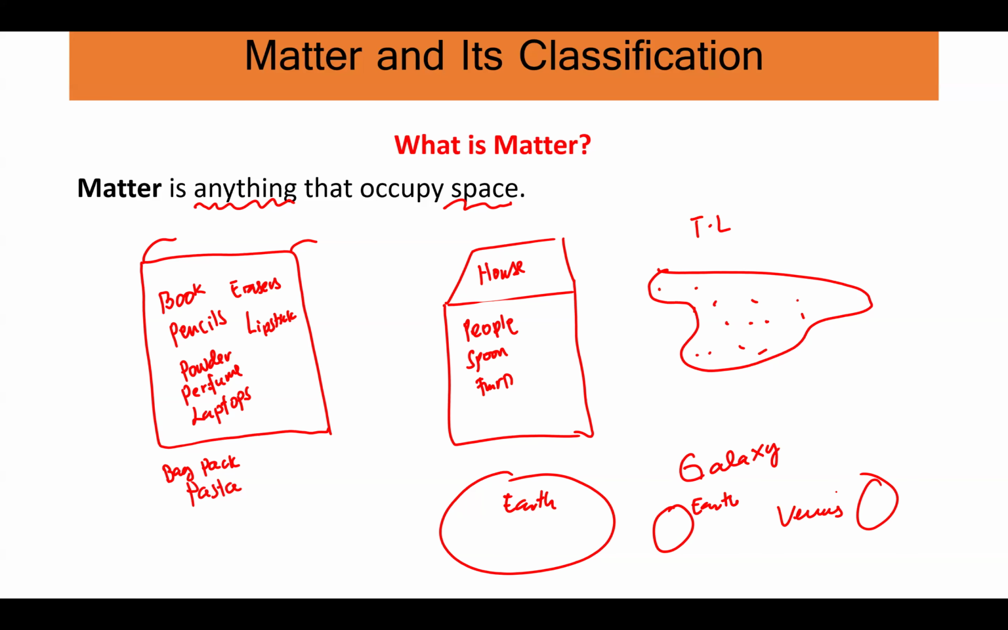So basically, if you define matter as anything that occupies space, that means chemistry is a science that studies matter. That means you study anything, everything. Do you understand what matter is now? Anything that occupies space is matter. So in chemistry, we learn about how these things occupy space.